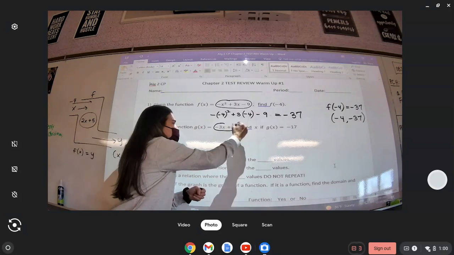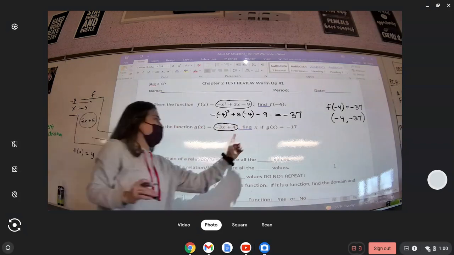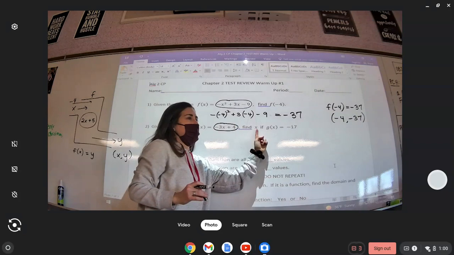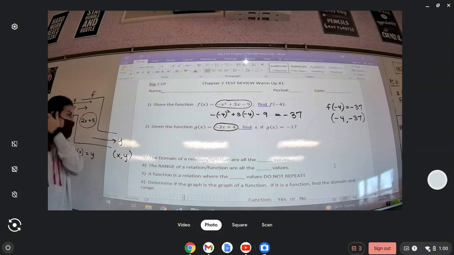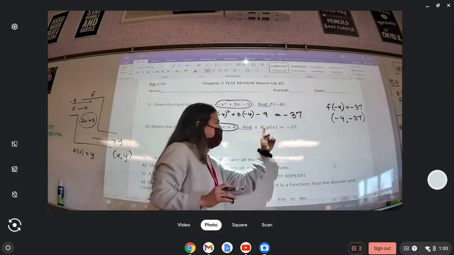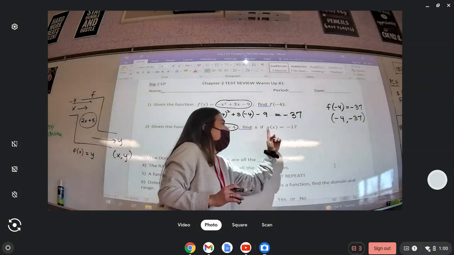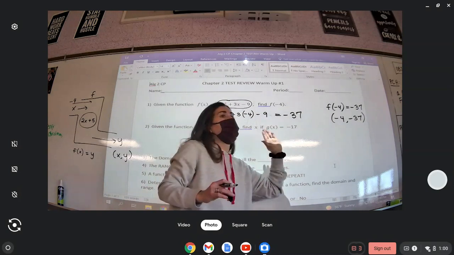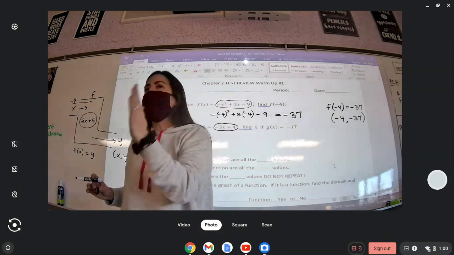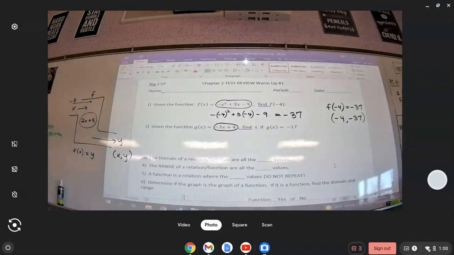You'll be plugging x in. Here's the written rule that would live inside of the machine. They ask you to find who? X. And x is the input. So they're not giving you an input. They're asking you to find the input. The input is going to be your answer. So they want you to find x. If g of x, somebody went to g, plugged in an x, and they got -17 to come out. So is -17 an input or an output? He's an output.